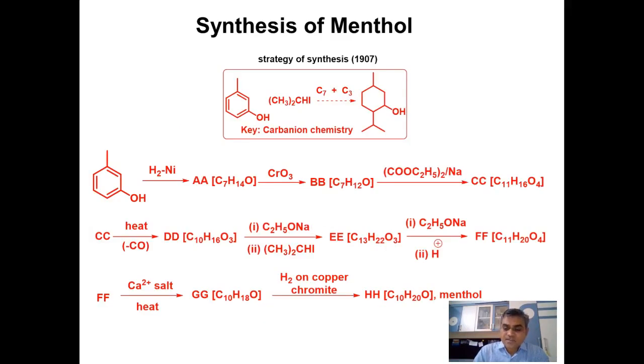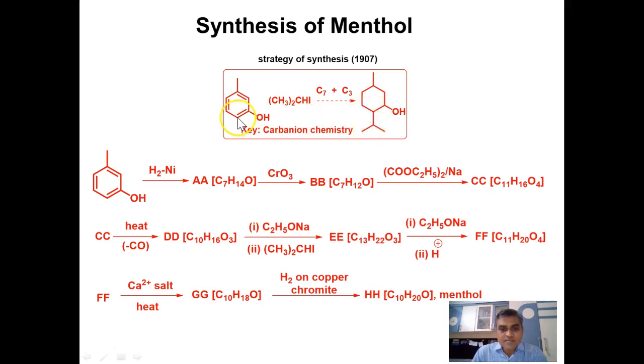Now after the structure determination, it is time to synthesize it in the lab, and the synthesis of menthol again gives support to the structure of the menthol molecule. This was the synthesis reported in 1907, starting from metacresol. Metacresol is treated with isopropyl iodide. It offers 7 carbon atoms plus this isopropyl, and we get menthol here.